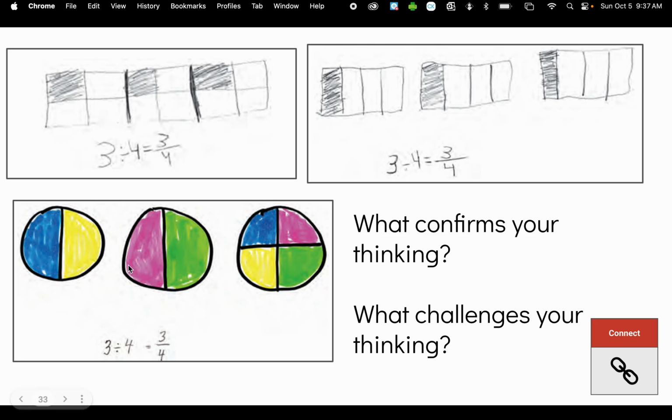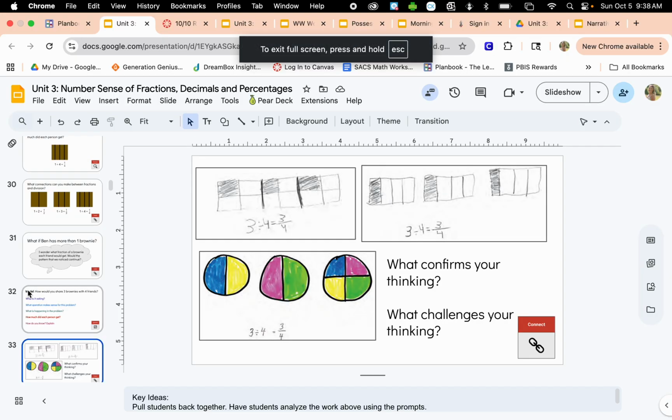I see 3/4 for the yellow person. I see 3/4 for the pink. And I see 3/4 for the green. So I will say the one in the bottom here does a better job of showing each person getting 3/4. This one I just think is easier to follow as far as drawing 3 brownies and splitting it up into 4 sections. That's kind of the understanding that I want you to come to when it comes to this.